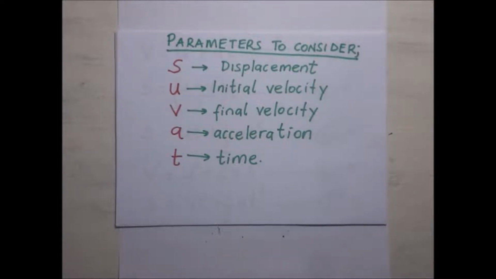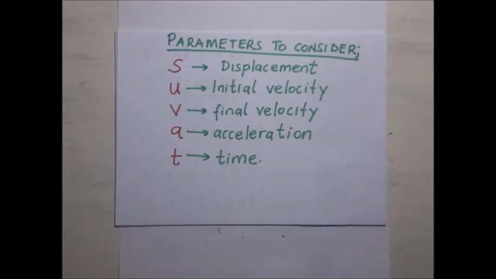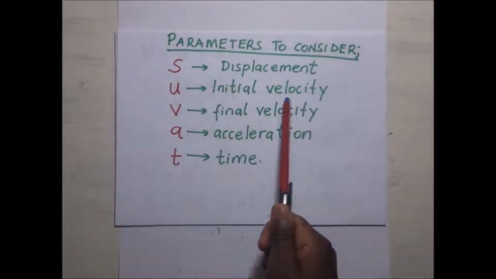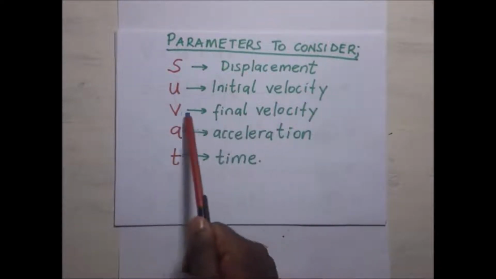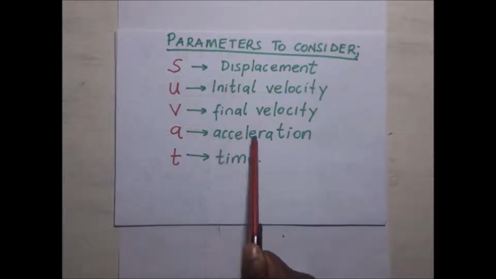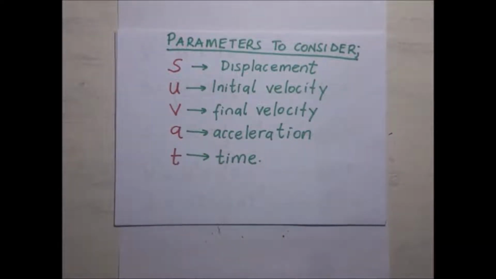To begin with, the parameters we are going to consider are displacement, which is going to be denoted by S. We have the initial velocity, which will be denoted by U. We will have the final velocity, which is denoted by V. Then we will have the acceleration, denoted by A, and then the time, denoted by small t.